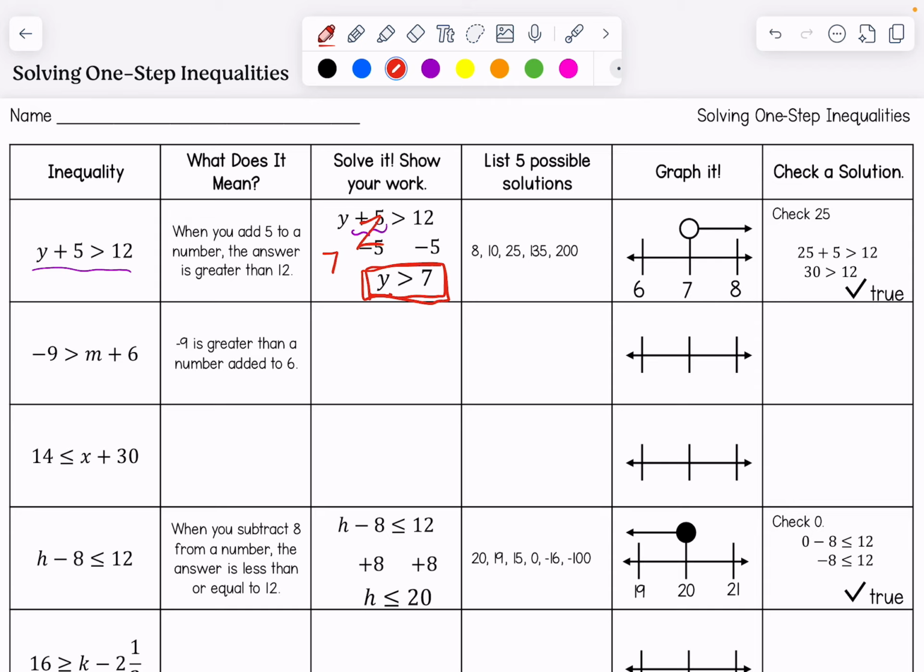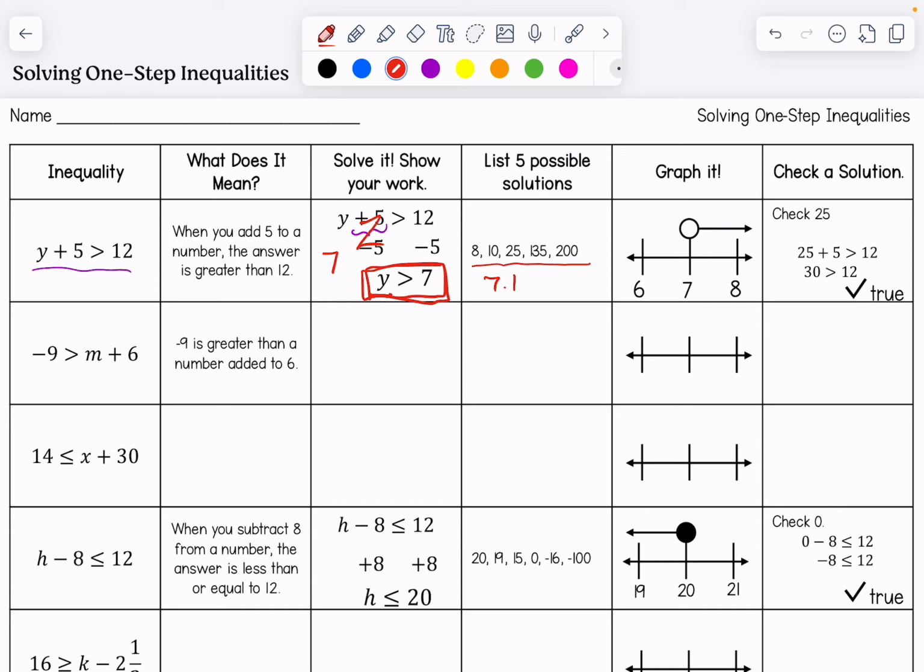Let's think of some possible solutions to this. y needs to be greater than 7. I realize that 8 is greater than 7, so 8 might be an answer here. Some other possibilities are 10, 25, 135, 200. You could get crazy and say 1,000. You might just think 7.1. All of those numbers would be greater than 7, so all of those are possible solutions, okay?